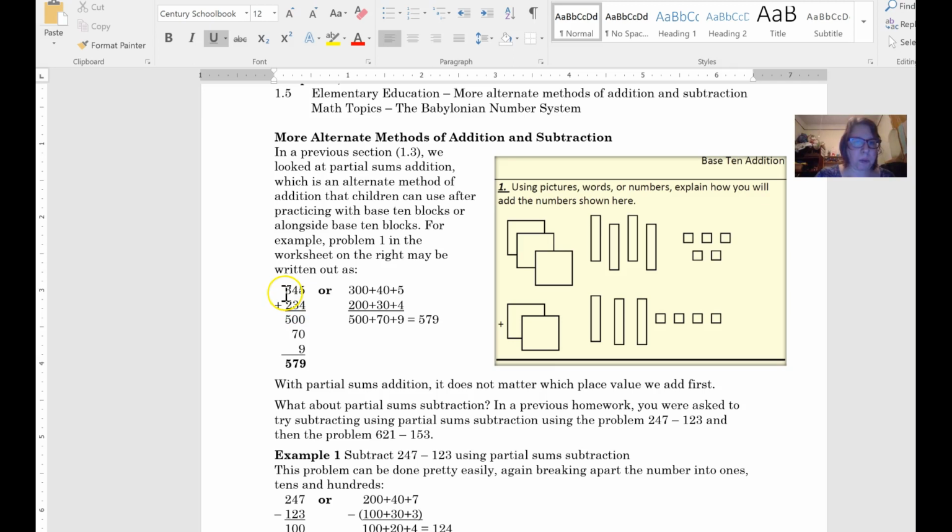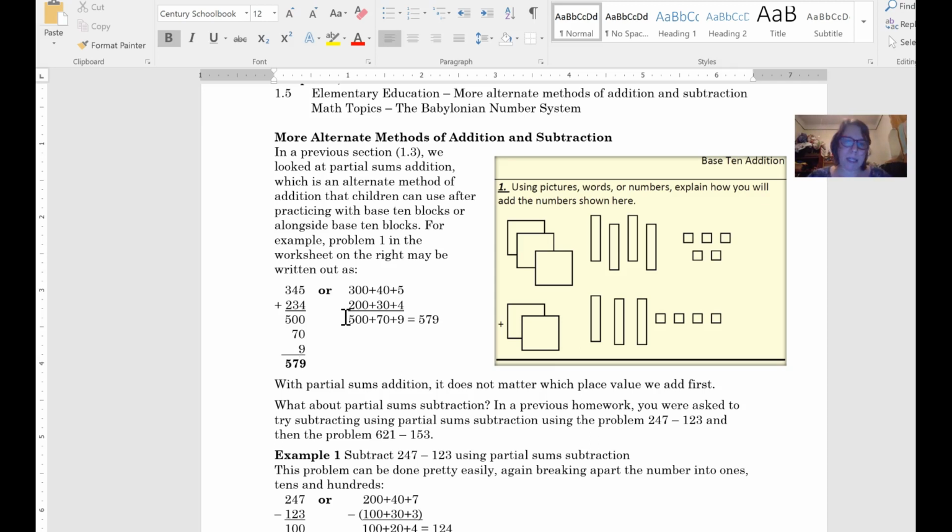So here's a written out problem that shows that partial sums method of adding. I'm adding the 300 and the 200 first, and I get 500. Then I'm adding the 40 and the 30, getting 70. And then I'm adding the 5 and the 4.